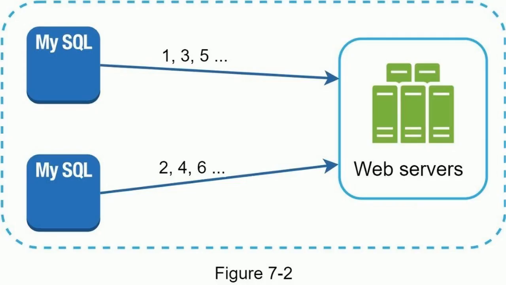This diagram shows multi-master replication. It uses a stepping approach where database servers increment IDs by a fixed value. Here, one handles odd numbers, another evens. This distributes write load, but the logic is brittle.